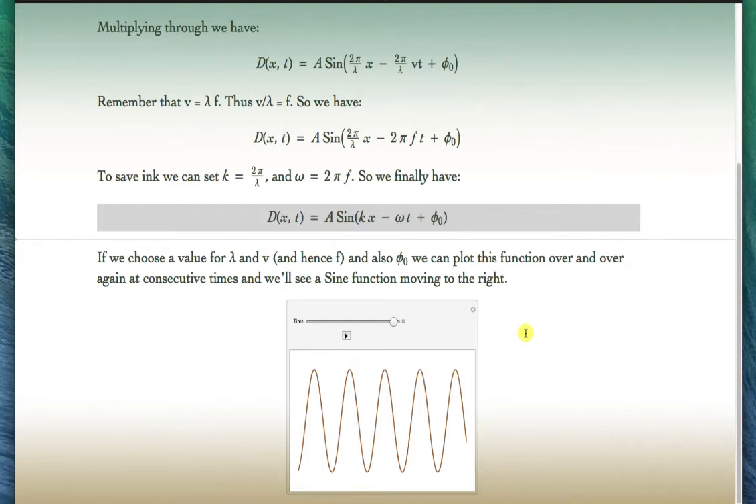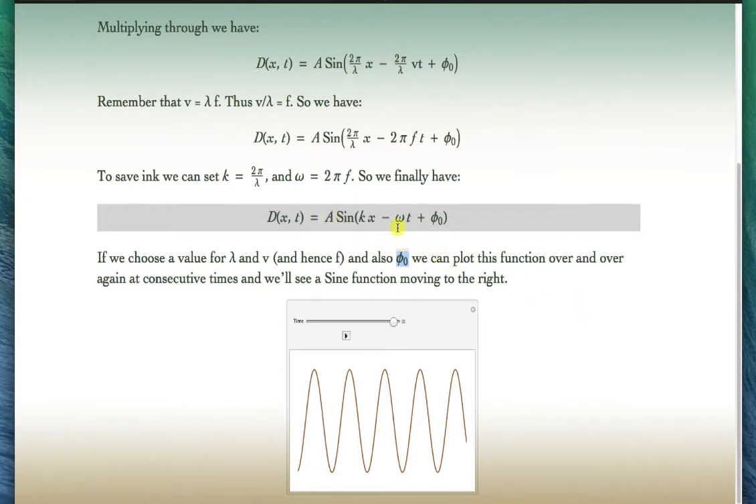Once you've chosen a wavelength and a velocity, then you have the frequency, because you can calculate that from the velocity equals lambda times frequency equation. And then you also would have to choose a phase constant. Once you've chosen those three quantities, wavelength, velocity, and phase constant, then you have pretty much everything you need to know about the wave, except, of course, the amplitude. You would have to choose an amplitude as well.